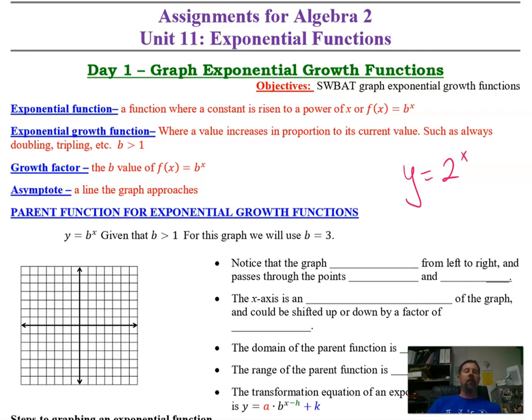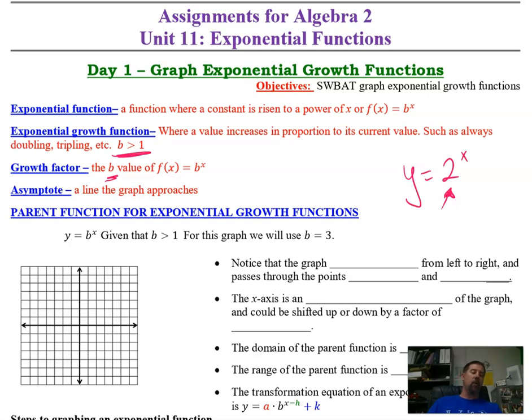And we know we have an exponential growth function when the b is greater than 1. If your base, in this case my base is 2, is bigger than 1, that is an exponential growth function, and that b value we call our growth factor. And again, these graphs will have a horizontal asymptote, which is just a line that the graph will approach and get closer and closer to.